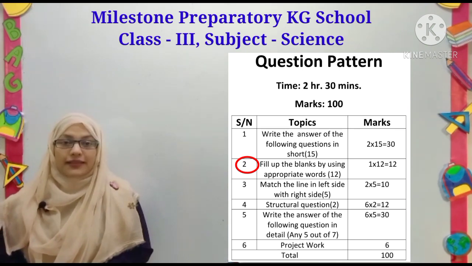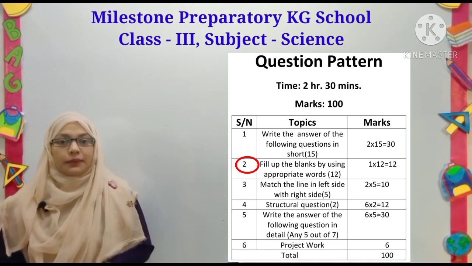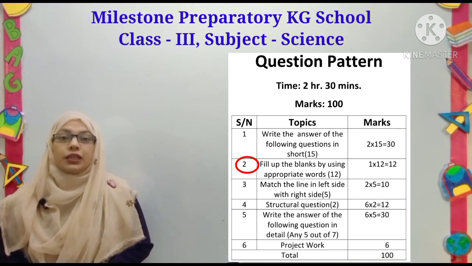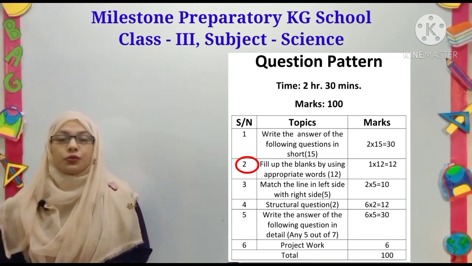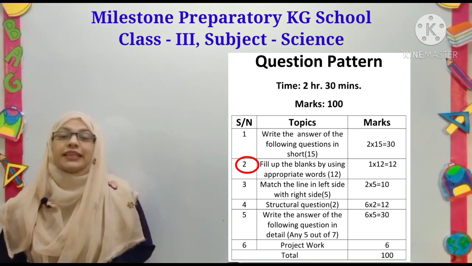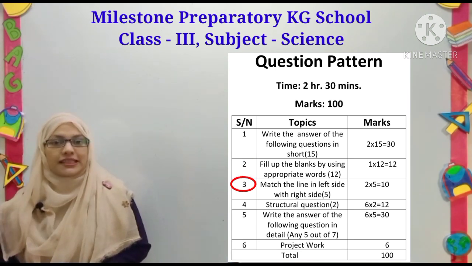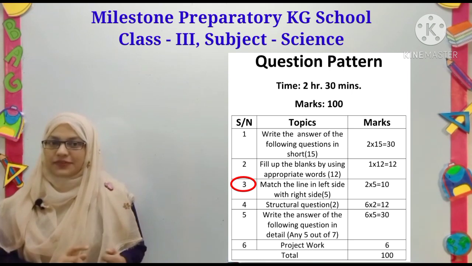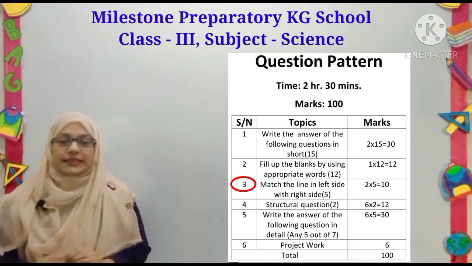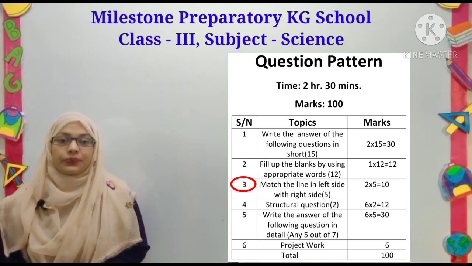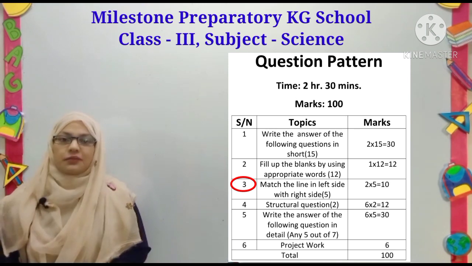Item number 2. Fill up the blanks with appropriate words. Here you will get 12 fill in the blanks. Each fill in the blank will carry 1 mark. It means total 12 marks. Item number 3. Matching. You have to match the left side with the right side. Here each side you will get 5 lines. This matching will carry 10 marks.